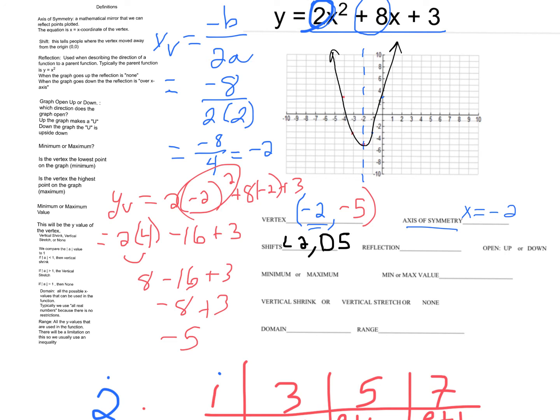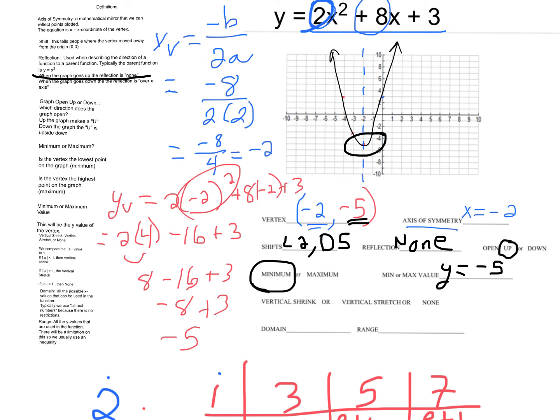Reflection. Now again, reflection, okay, tells us when we're comparing to the parent function. Now again, notice how the graph is going upwards. Okay. So if the graph goes up, it's none. So our reflection in this case is none. Now it opens up because it makes a U. Now again, minimum or maximum, we look at where the vertex is. Is the vertex the smallest or the largest point on our graph? And that is going to be the lowest point, so it is a minimum. Our minimum value, again, is the y-coordinate of the vertex. So y equals -5.